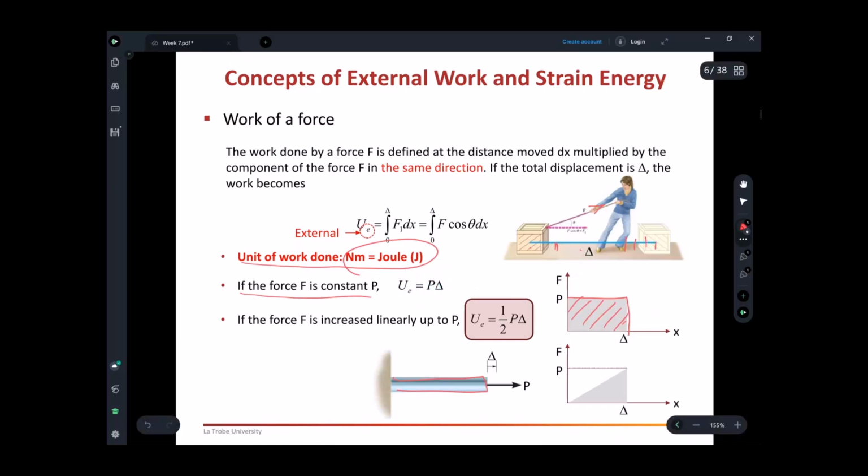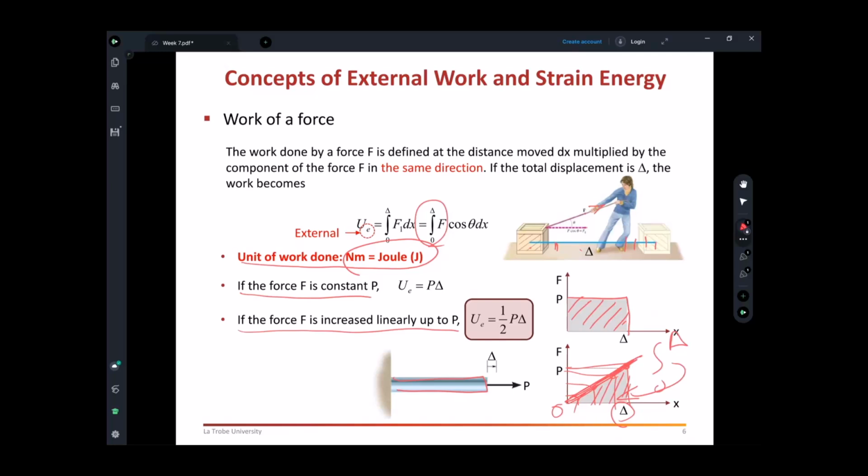Now in another case, let's say you have a force which is increased linearly. I use the same pen and there is zero force. I'm not pulling it right now. Then I start pulling it slowly, and it will displace a bit. Then I pull some more, it will displace. Pulling some more, displace, and finally I pull it up to load P. Then you will have this line, right? And the area under that line will give you the external work done. That is basically your 0 to delta integration, which gives you this area, right? Basically that is the area under the curve.